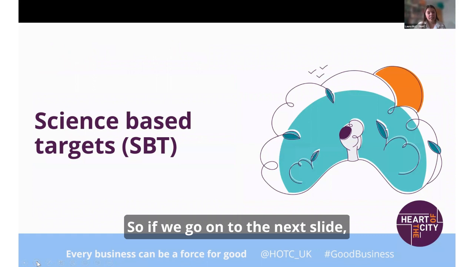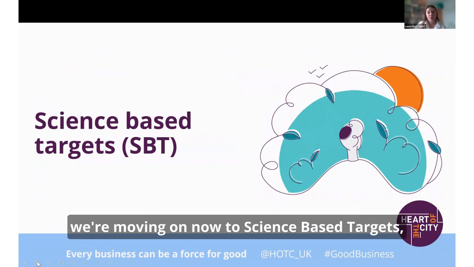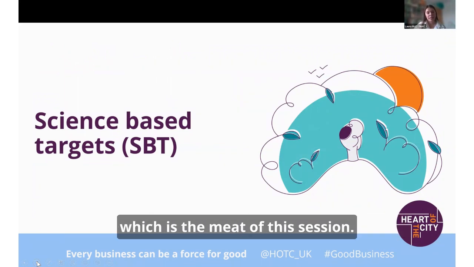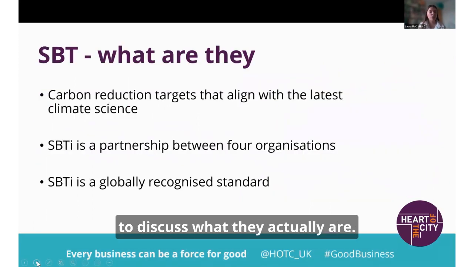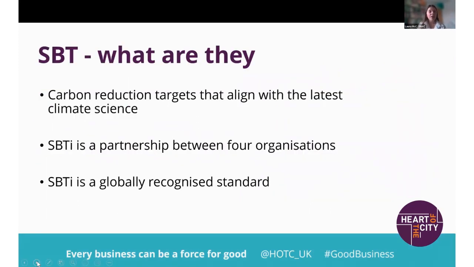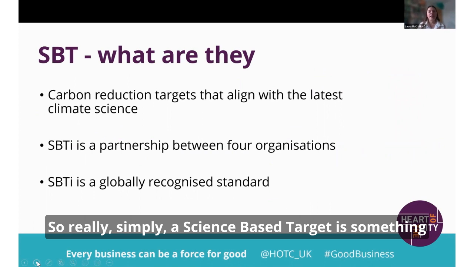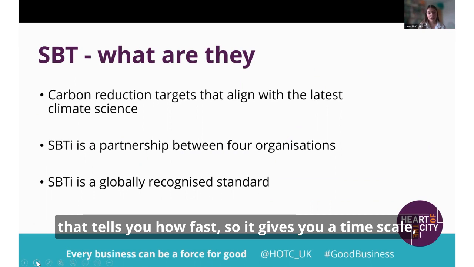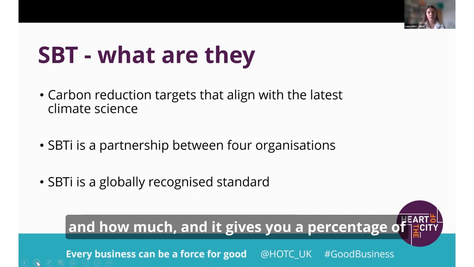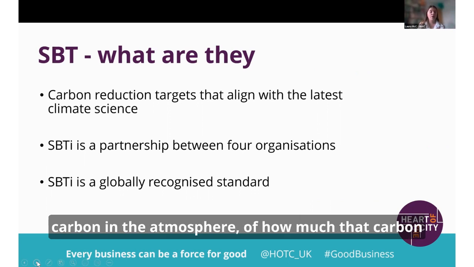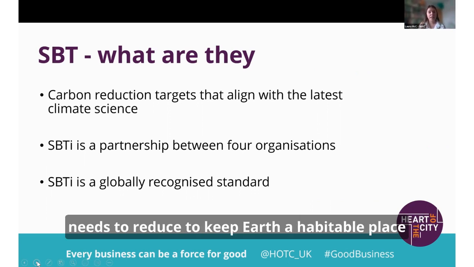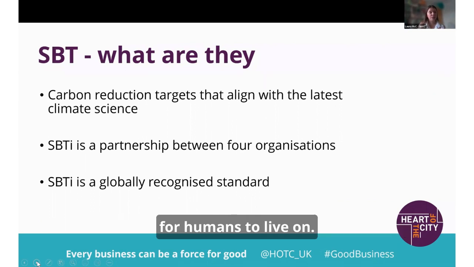So if we go on to the next slide, we're moving on now to science-based targets, which is the meat of this session. On the next slide, we're going to discuss what they actually are. Really simply, a science-based target is something that tells you how fast, so it gives you a time scale, and how much, so it gives you a percentage of how much carbon in the atmosphere needs to reduce to keep Earth a habitable place for humans to live on.